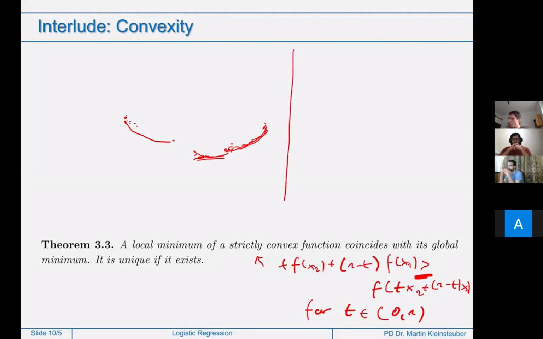The example that you should have in mind here is this example 1 over x, because it's not so trivial to draw with this. Good.